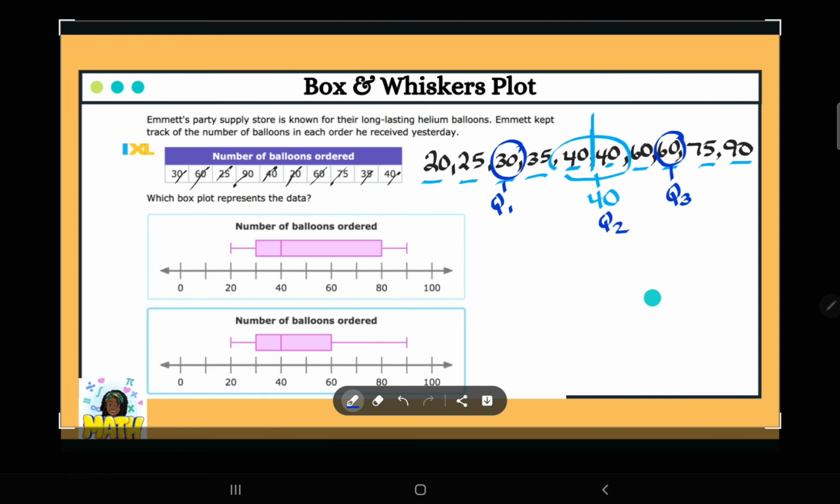Based on that, let's see which one of these graphs match. They both have the same minimum. They both have the same maximum. They both have the Q2 as 40. Now let's take a look at our Q1, which would be 30. They both have that. And our Q3 needs to be 60, which would be the second graph. So that one would be the correct answer.